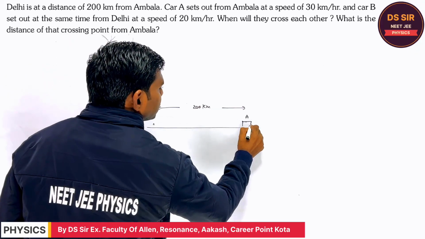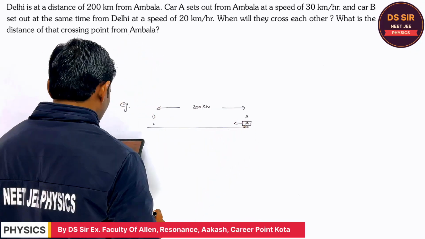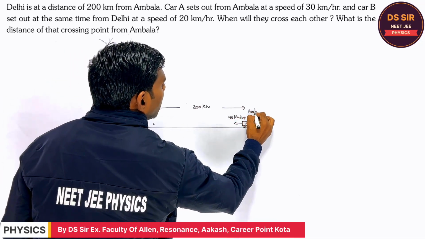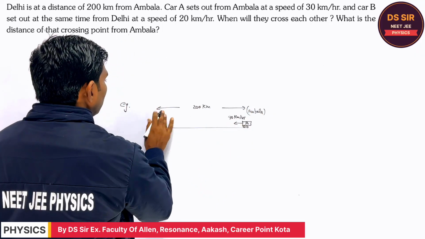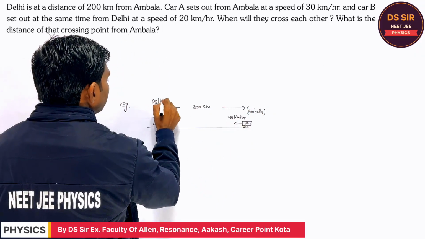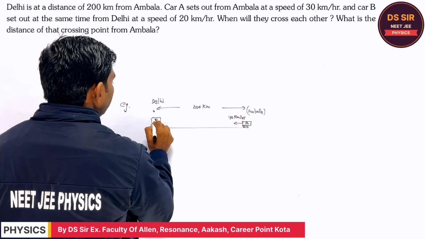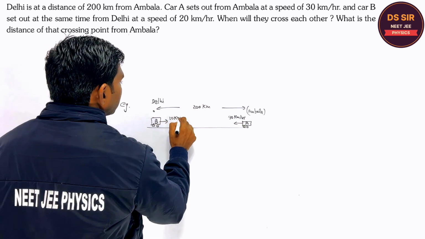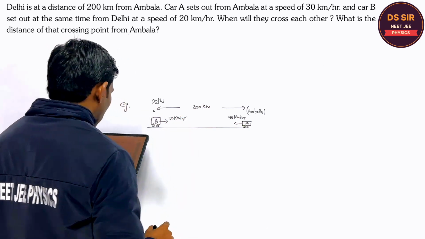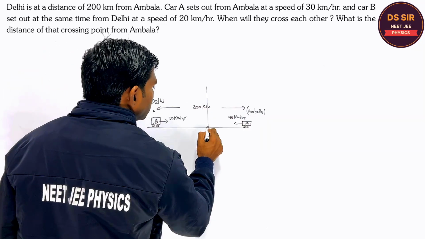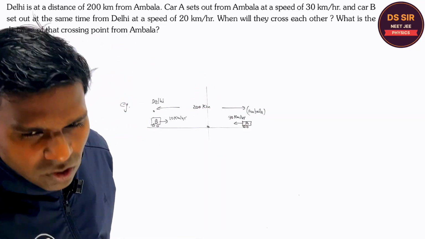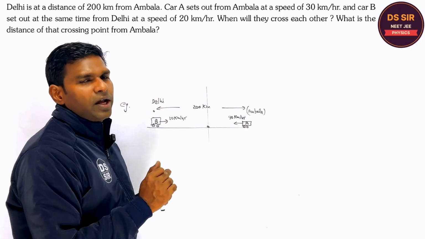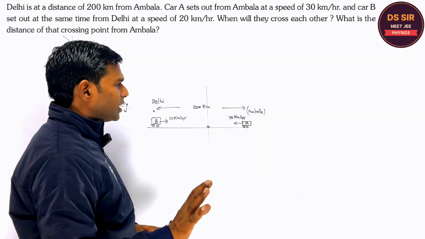This is car A, fine, and its speed is 30 km per hour. This is A for Ambala, right? Here D for Delhi, and this is car B. At the same time, car B is moving at 20 km per hour. Is it clear or not? So when will they cross each other, suppose this is the point where they will cross each other. Although we can do this question without relative motion, now we have to use the concept of relative motion. Is it clear or not?